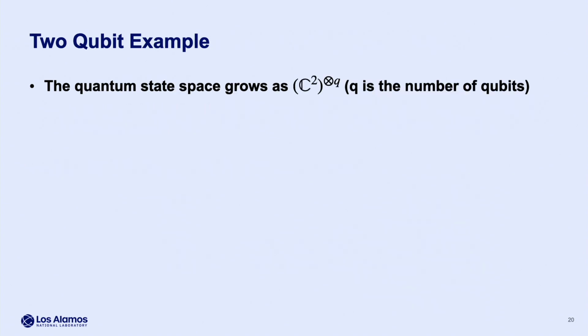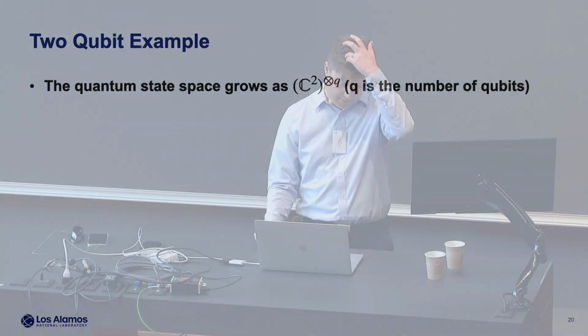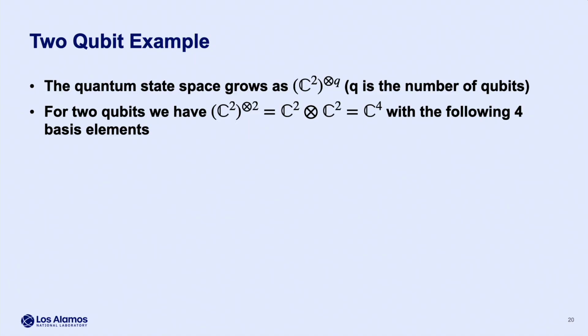Okay, so let's do a 2-qubit example to show you how the space grows and why it starts to be interesting. For 2 qubits, I mentioned it before, the quantum state is like 2 complex numbers. You Kronecker product a bunch of those state vectors together, and then you get the space of the whole system. So for 2 qubits, we have 2 Kronecker 2, which is 4 complex numbers following 4 basis elements.